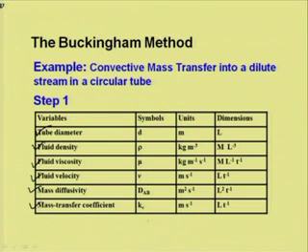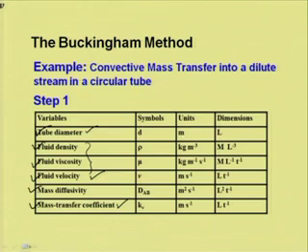So, these are the variables which incorporate the system geometry, which is diameter, and then fluid properties, density, viscosity, and flow properties, and the other primary quantity, that is the mass transfer coefficient.